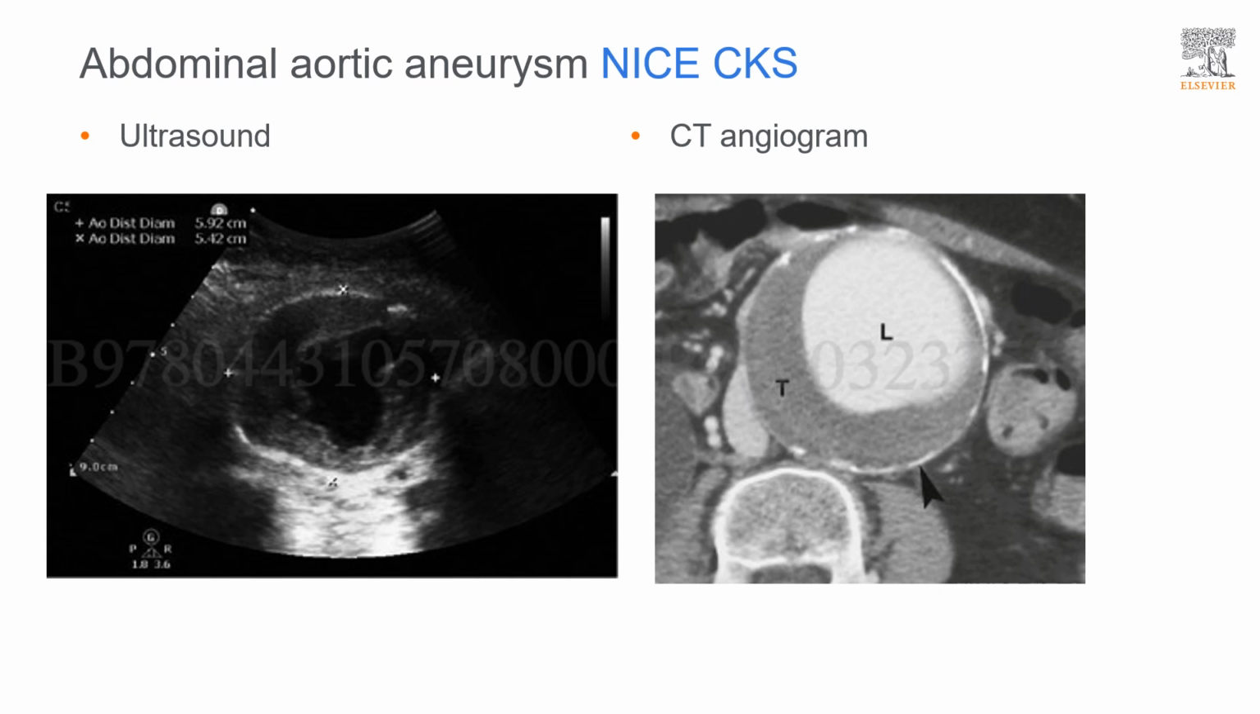And we can also see evidence of atherosclerotic calcification with the arrowhead surrounding the wall of the aorta, suggesting underlying risk factors for vascular disease.